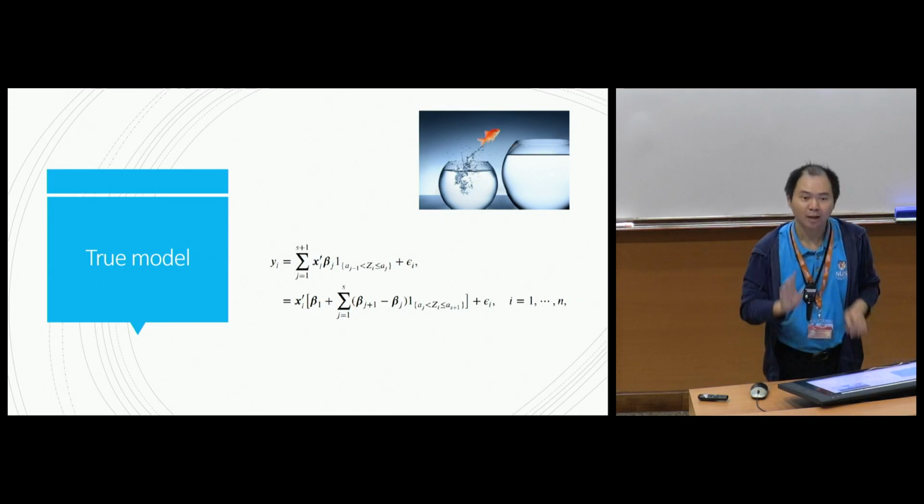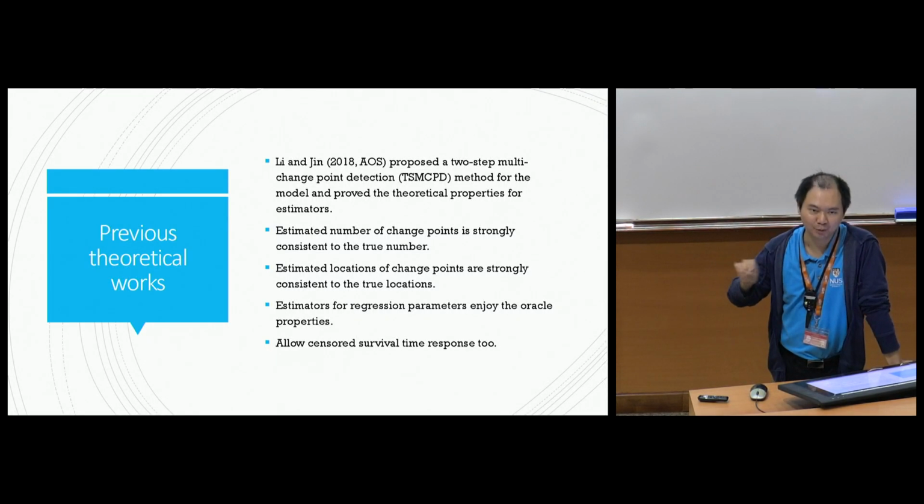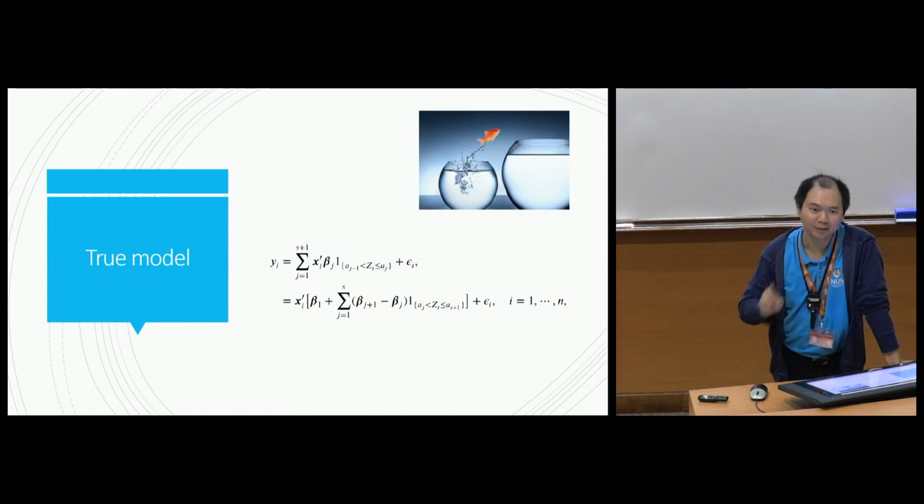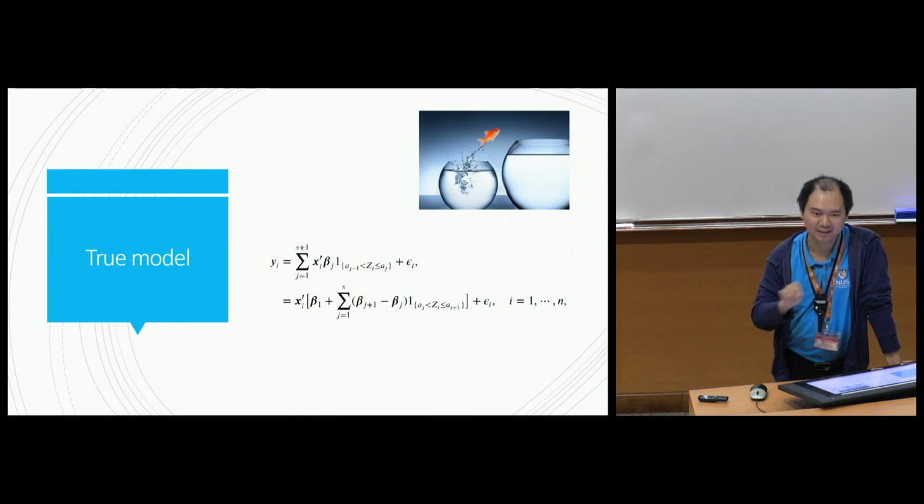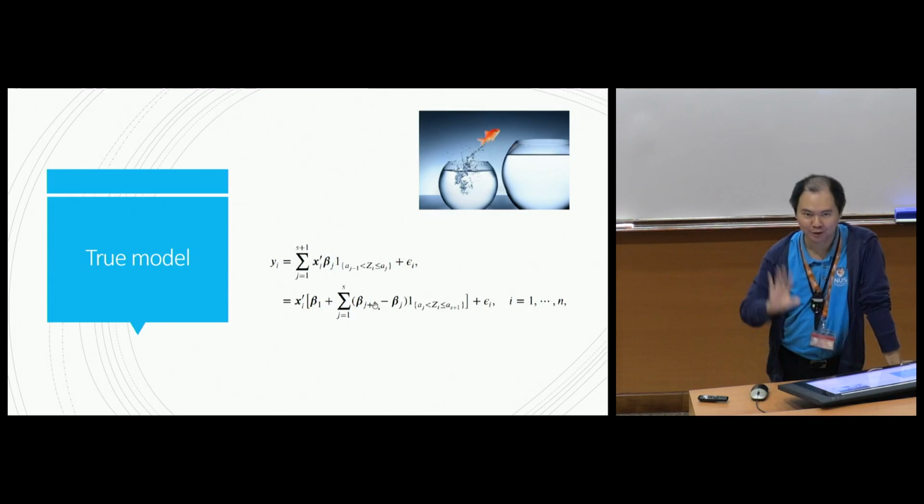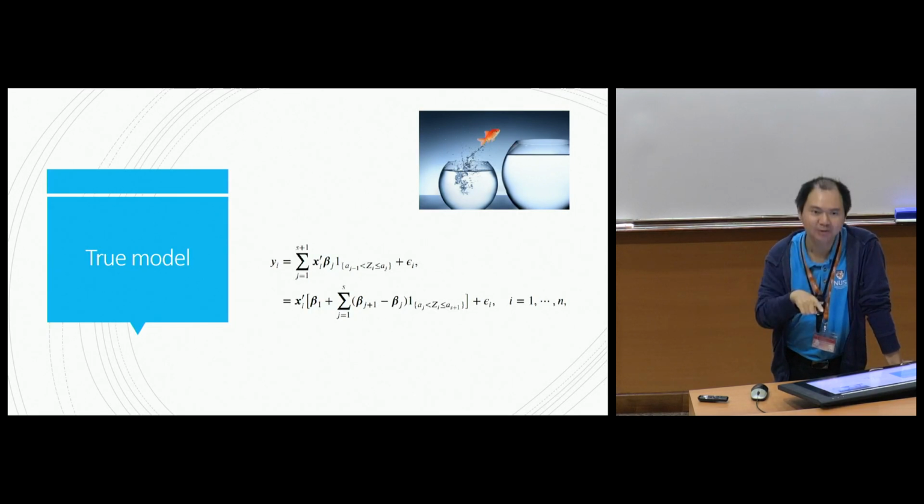Yes. Okay. So in order for these theoretical results to hold, we need some technical conditions. One of the technical conditions is that beta j plus 1 minus beta j must be non-zero. Otherwise, the change point is not identifiable. We must make sure there is a jump. If there is no jump, then there is no change point. So the condition is required. There must be a jump.